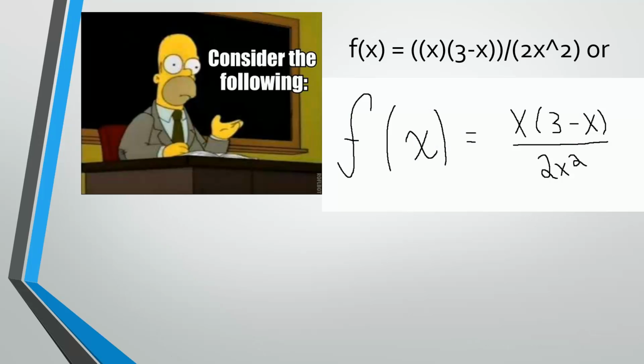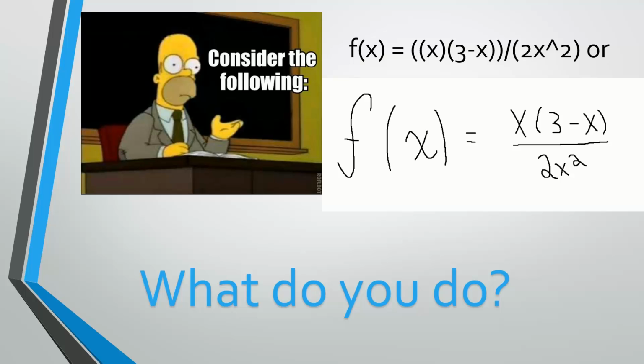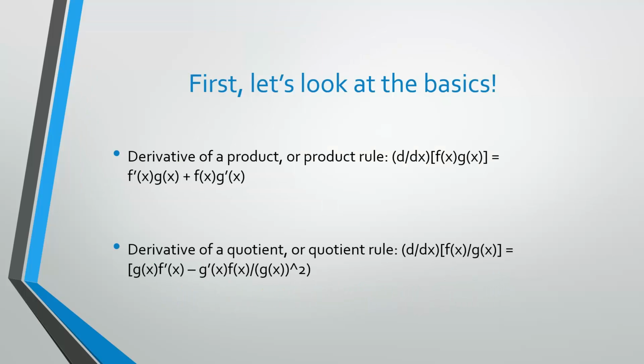Let us consider the following problem. f of x is equal to x times (3 minus x) divided by 2x squared. Sounds a little bit more difficult than it actually is, but there it is on the screen, so it's easier to read than me to speak it to you. So what do you do here? We have a product, and we have a potential quotient, and we have to figure out how to derive both of them. So let's go back to the basics.